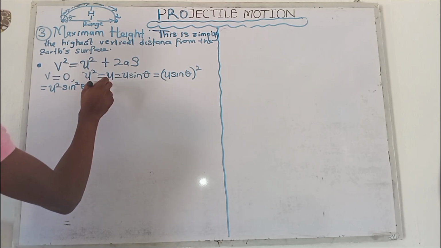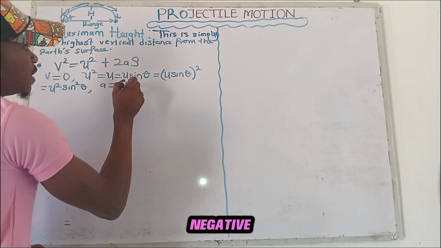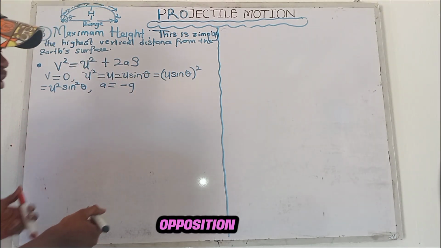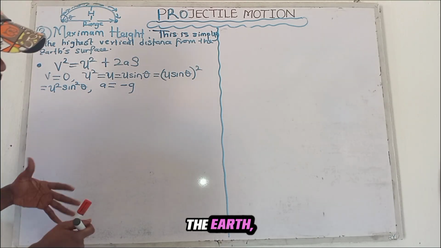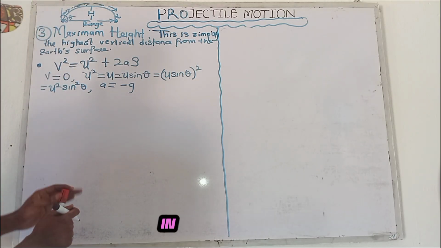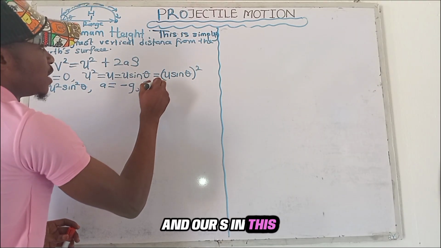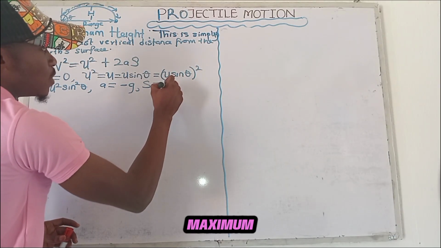The next thing is our a is equal to our force of gravity, right? And that's negative g, once again in opposition to the effect of the force of gravity. Gravity brings objects down to the Earth, but the projectile is moving upwards, so gravity becomes negative in that instance. And our s in this case is not s but what? H, which stands for maximum height.